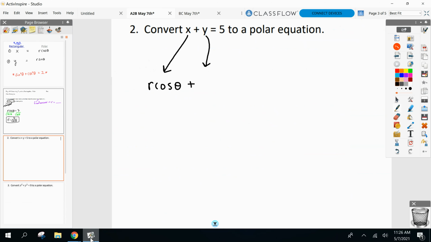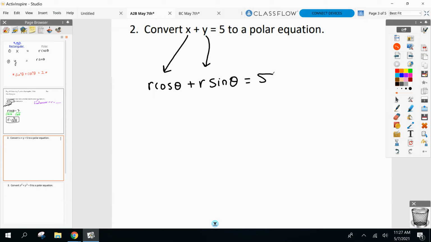What do you substitute in for Y? R sine theta. Good. R sine theta equals 5. Now we substitute it in. Now we got to try to get R by itself. Oh, boy. I got 2 R's, though. I need it down to 1.